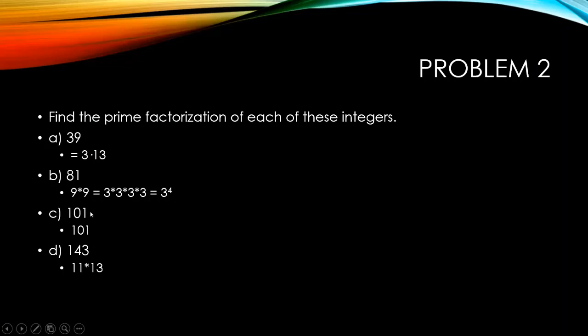Okay, how about 101? This is already a prime number. So the result is just 101. How about 143? Okay, so we could apply the algorithm that we used to determine if it's a prime or not to get the factors of the given. So the square root of 143 is 11 point something. Okay, so from 1 to 11, divide into 143.